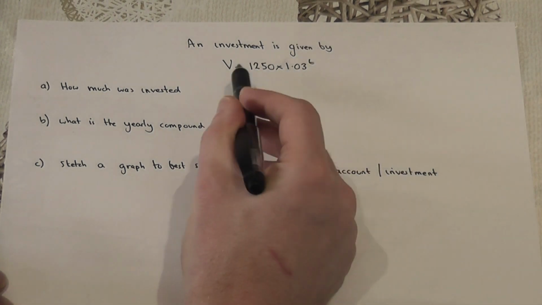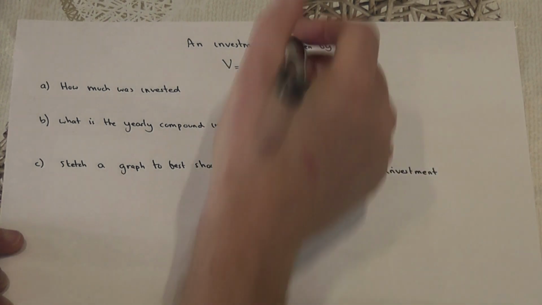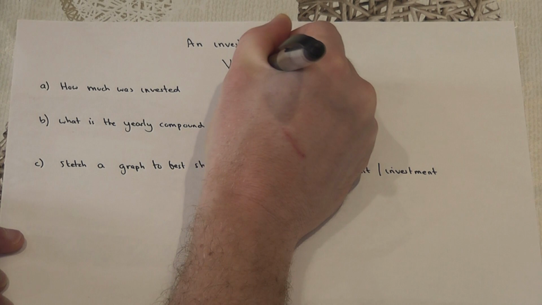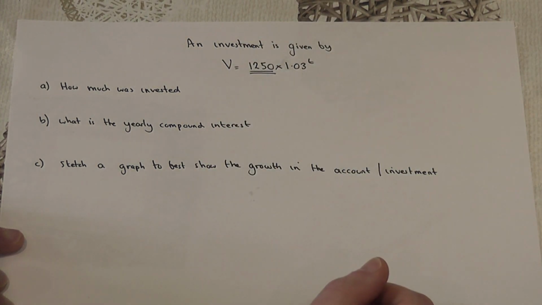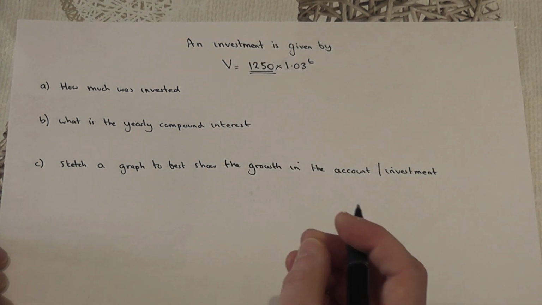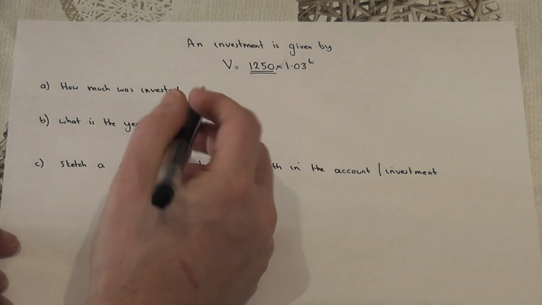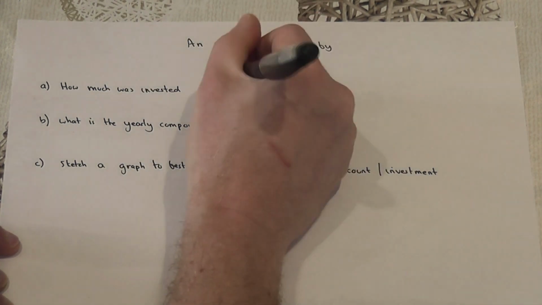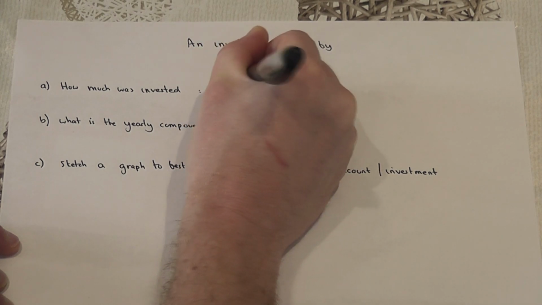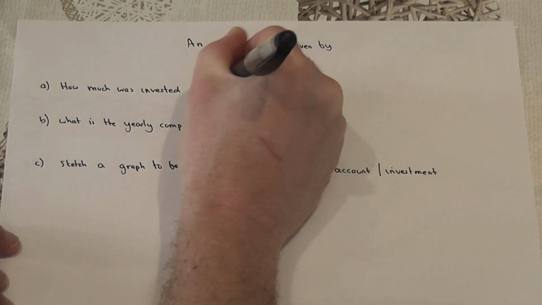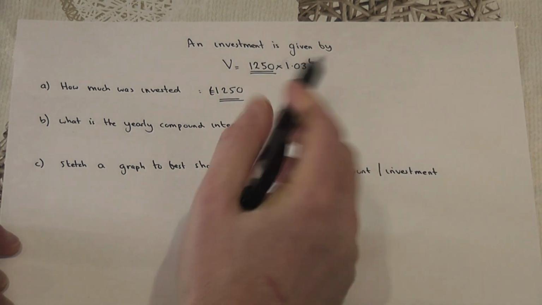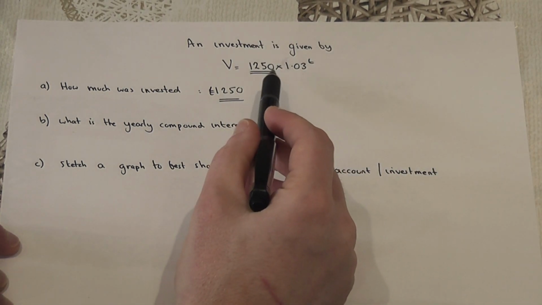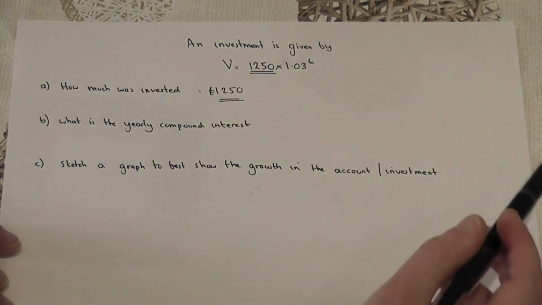Now, when we've got a formula of this type, the number or the coefficient, in this case 1,250, is always the initial value. So in this case, the initial amount of money invested is given by £1,250. So that's how much the person put in the investment in the first place.